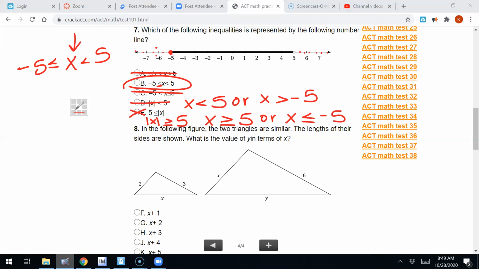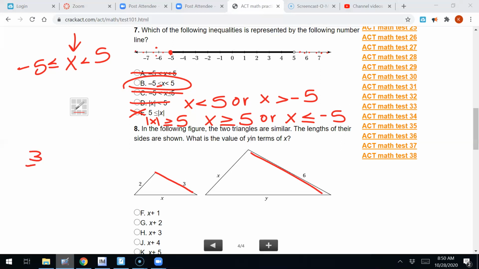Okay. And then number 8 says, in the following figure, the two triangles are similar. Which, if something is similar, then you can set up a ratio. Remember when you did ratios back in Algebra 1, like these two equal these two, you set up your ratios. The lengths of their sides are shown. What is the value of y in terms of x? So you're going to have to write an expression, but they want to know what it is in terms of x. Okay, so let's look at it and see who we have that are actually given to us. They gave us this side and this side, okay?